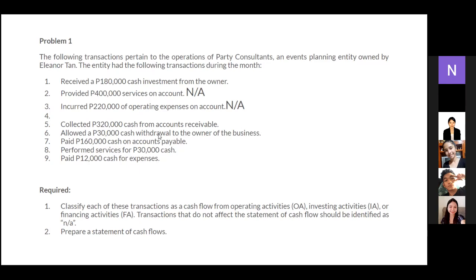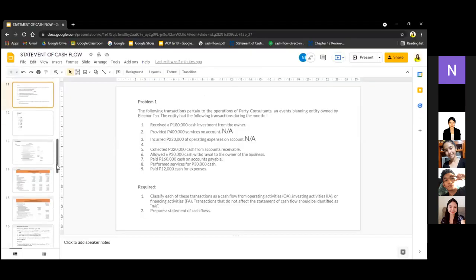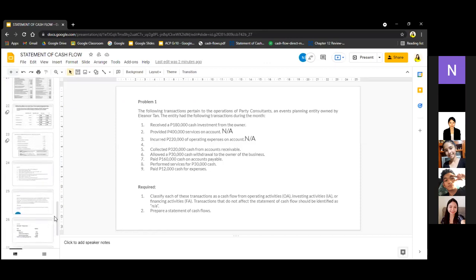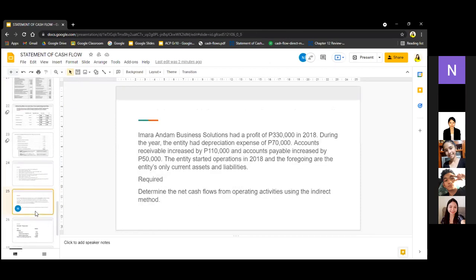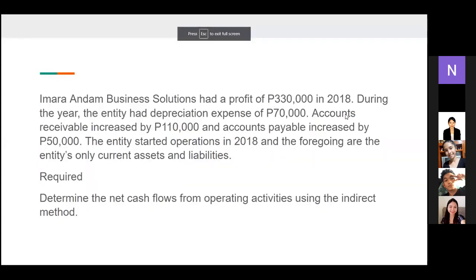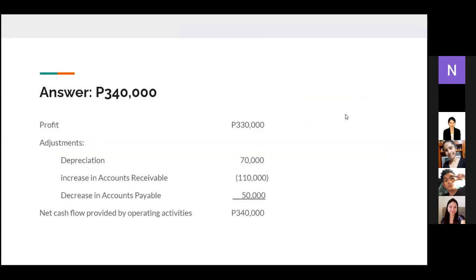So, may sagot na ba tayo sa problem? So, ayan, sagutan na natin. Next slide for the answer. Ayan. So, ang sagot dun is 340,000 pesos. So, paano nga ba nakuha yung 340,000 pesos? Meron tayong profit na 330,000 pesos. And then next is ibabawas na natin yung mga adjustments.